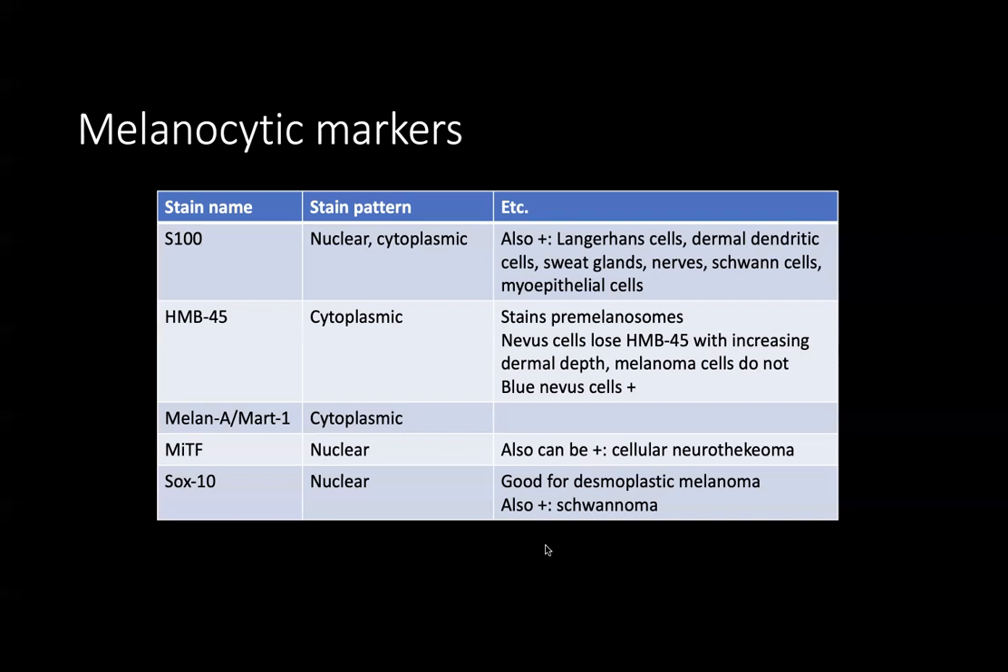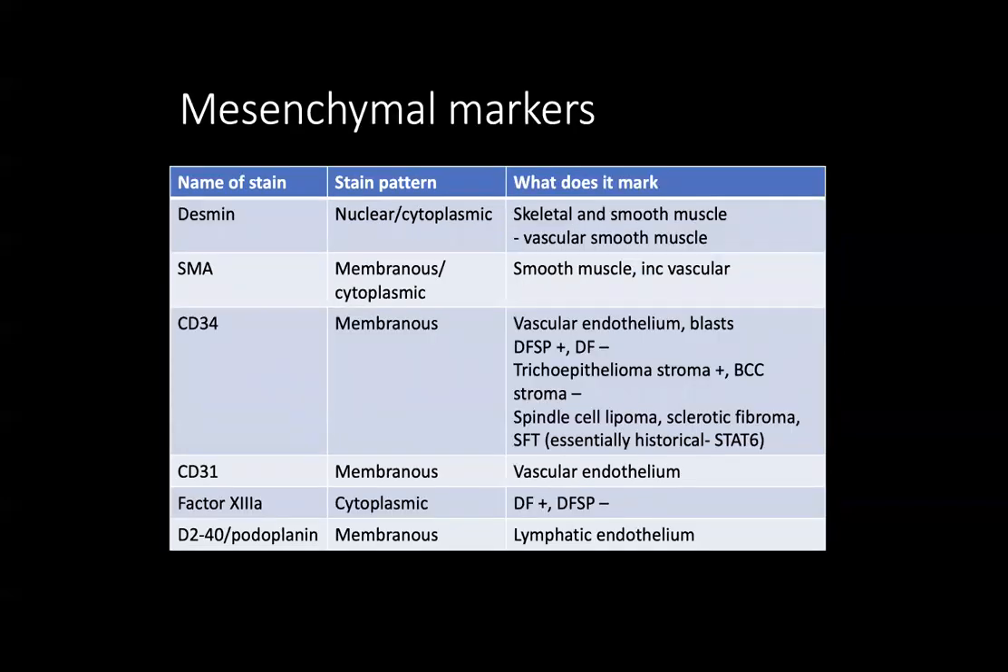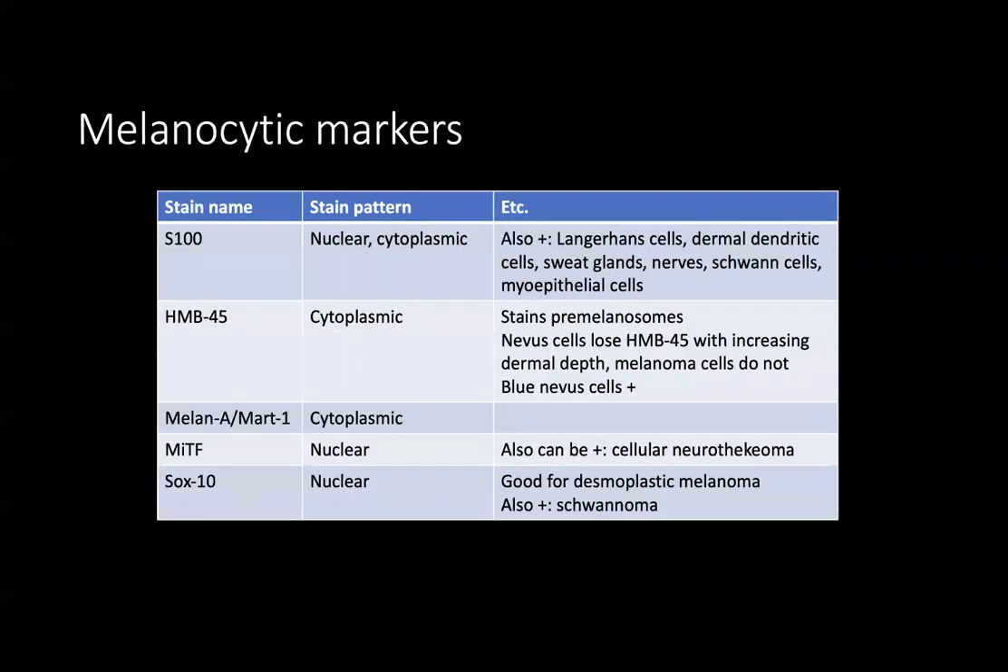Cellular neurothekioma also stains positive for a marker called CD63 or NKI-C3. We will get into these markers in other lectures. And finally, for mesenchymal markers, let me go back and just say here for melanocytic markers, there is a new marker called PRAME, which highlights malignant melanocytes much more often, with a high sensitivity and specificity compared to benign melanocytes.